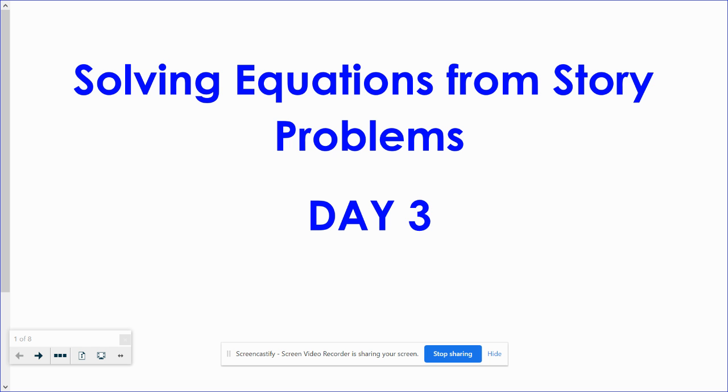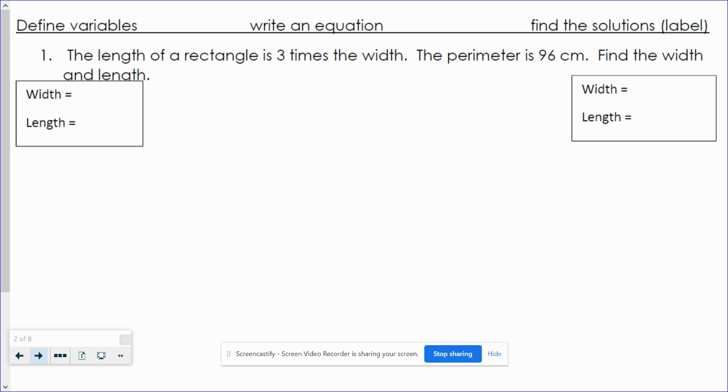I'm on the wrong slide. Today, we're going to spend one more day talking about solving equations from story problems. A little bit more difficult today since it's the third day. So let's take a look at what these are. These are the problems from your note sheet, again, so you can be filling these in as we go.